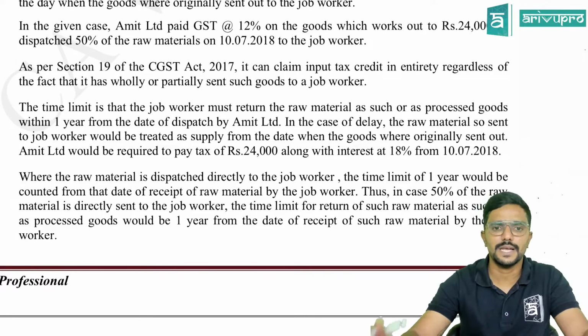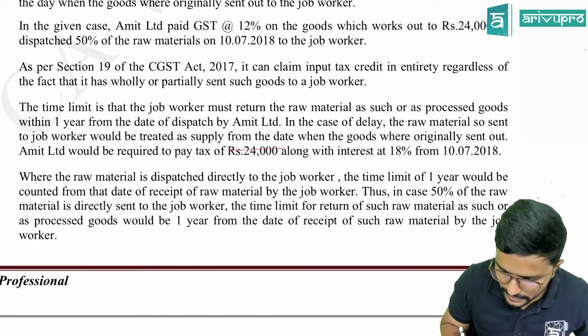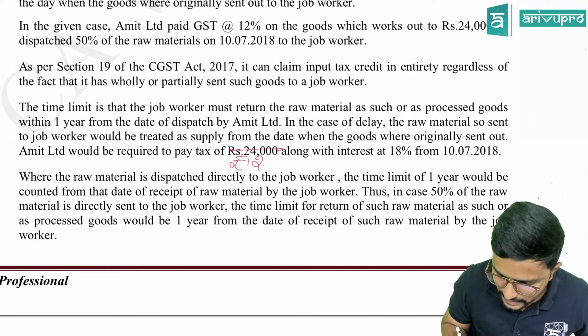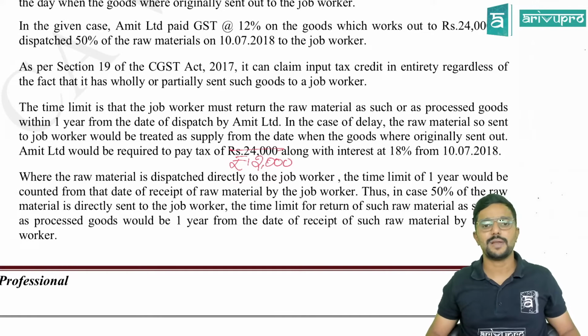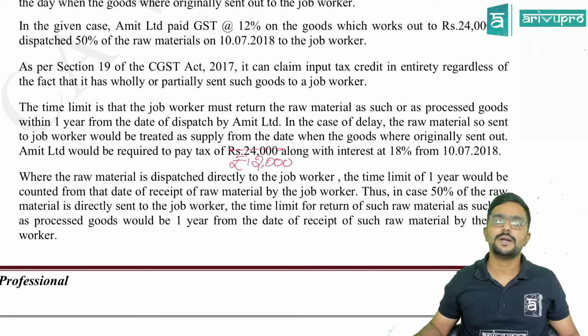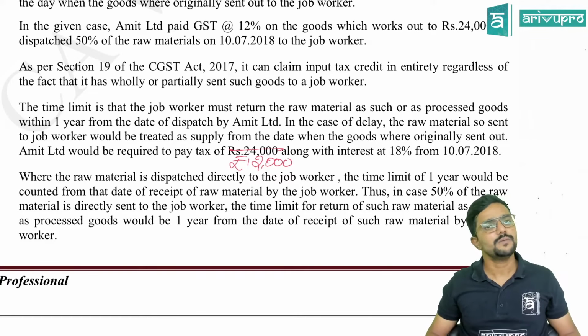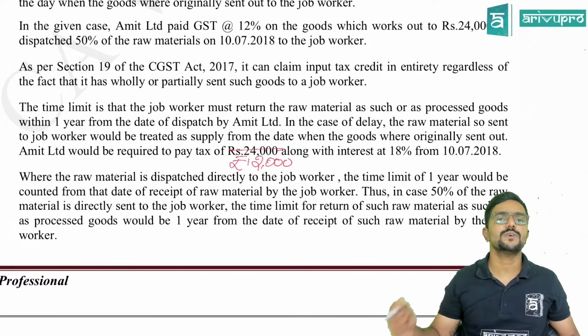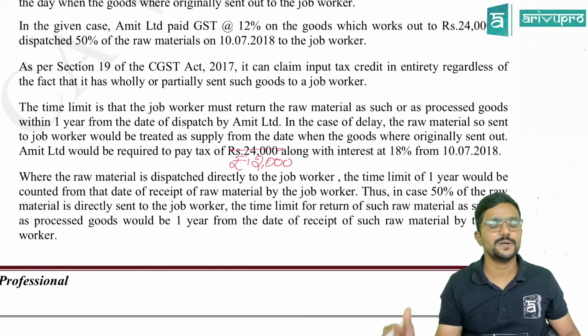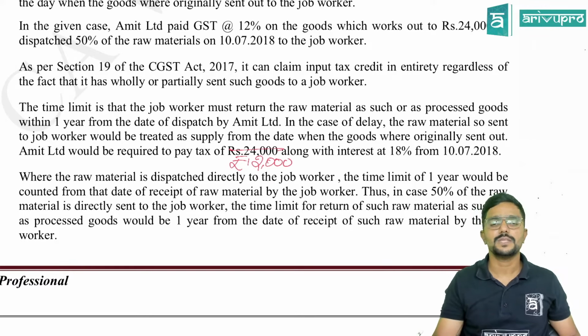Along with the interest, actually here it should not be 24,000, it should be 12,000, because only 50% of the goods are sent. So only that much will be treated as supply. So 50% of the goods, whatever has been sent to the job worker, which is not returned back within 1 year, will be deemed supply on what date? 10th July 2018. So the amount comes to 12,000, which is attributable to that 50% part. On that, the principal is liable to pay tax along with interest. From when? 10th July.